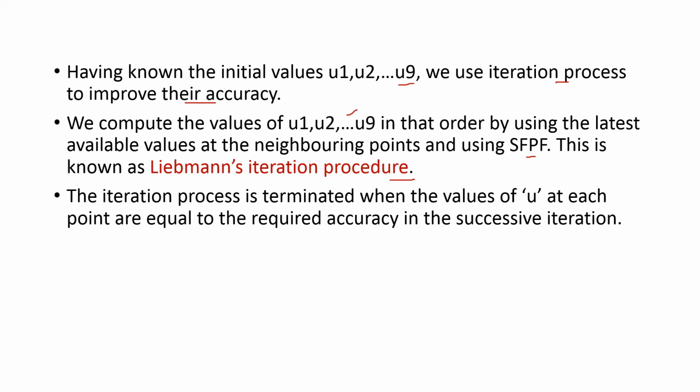The iteration process is terminated when the values of U at each point are equal to the required accuracy in successive iterations. In one iteration you get particular values for U1 to U9, in the second iteration you get other values, and in the third iteration again some other values. When the values of U1 to U9 of two neighboring iterations become similar, you can stop the iteration. The values you get then will be the final values.